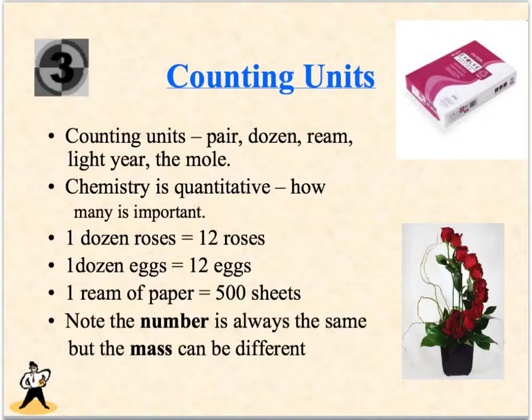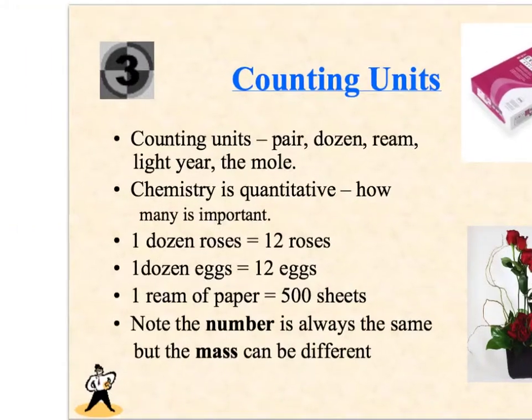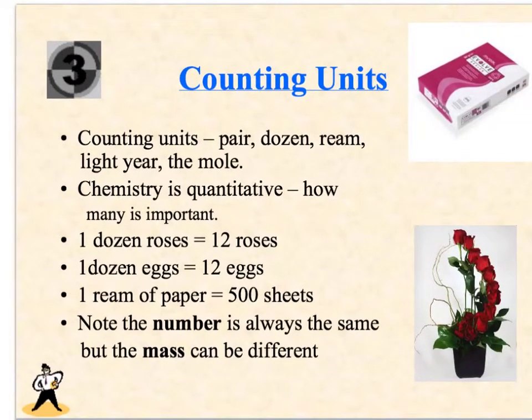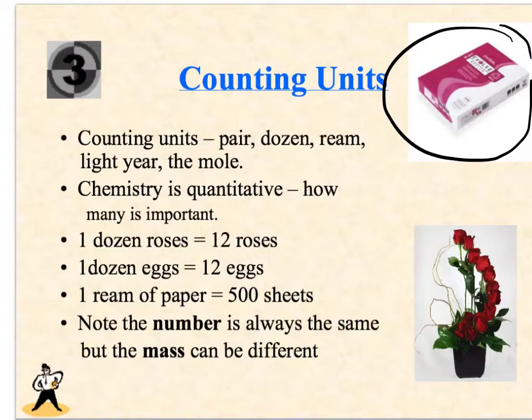So if you have a dozen roses, we all probably know that that means 12 roses. Same thing with a dozen eggs. That means you have 12 eggs. A ream of paper, something you might not be familiar with, is 500 sheets. So if you ever see a box of paper like this, you'll always know that box is going to have 500 sheets of paper in it. It's one ream.